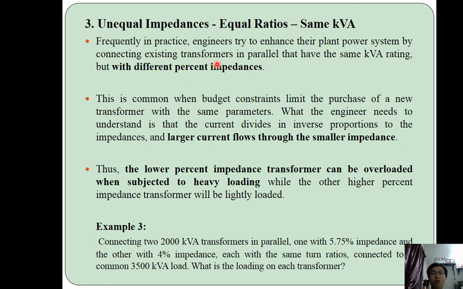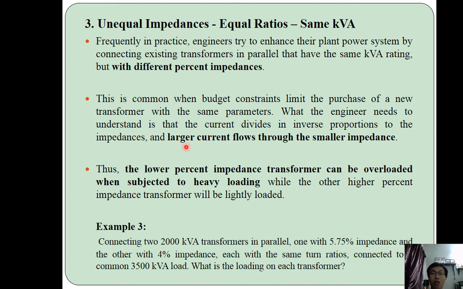Frequent in practice, engineers are trying to enhance their power plant or plant system by connecting existing transformers in parallel that have the same kVA rating but different percentage impedance. This is common with budget constraint limits, if, let's say, we don't want to purchase a new transformer with the same parameters.